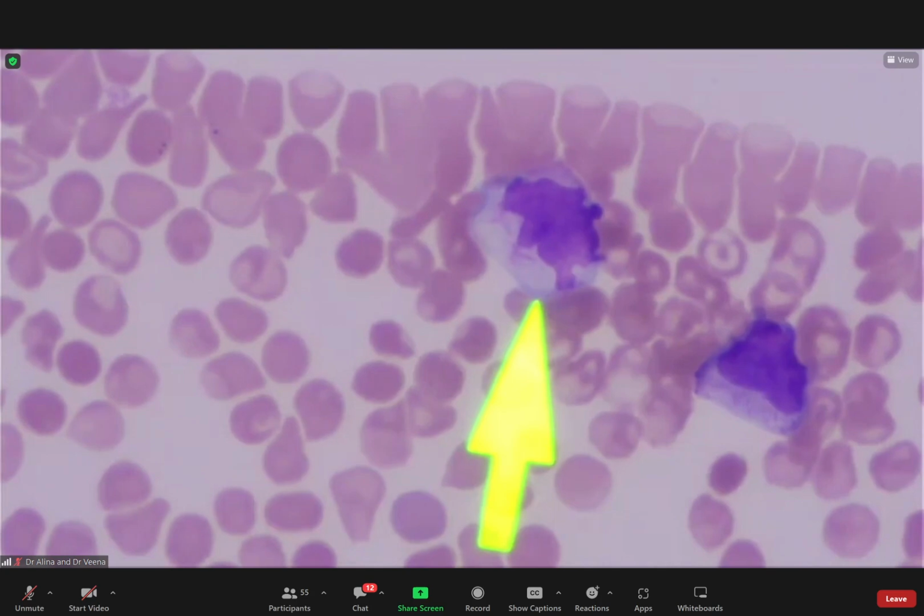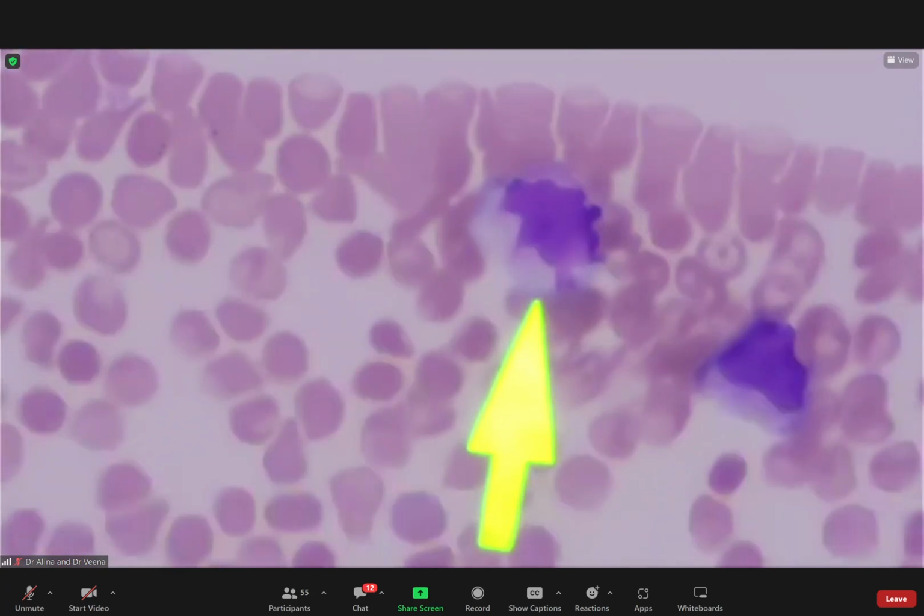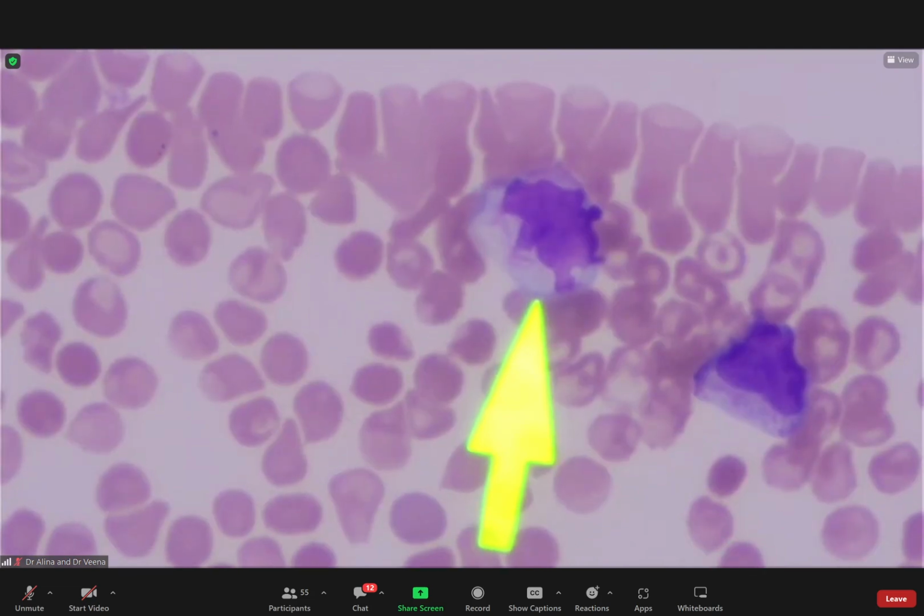So faggot cells are pathognomonic for APML. The moment you see faggot cells, you must answer APML with certainty. Okay? You don't see faggot cells in other leukemias. You only see faggot cells in APML. Okay, you see faggot cells, you answer APML with certainty. Understand?